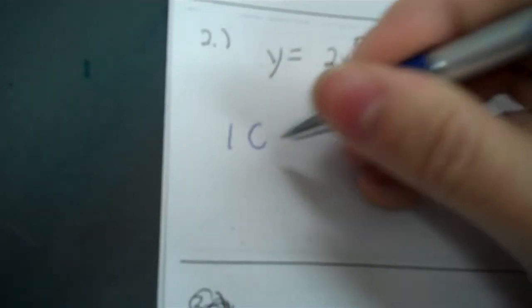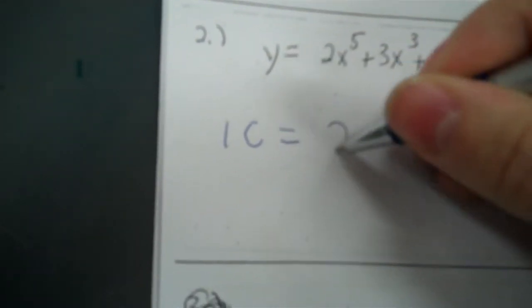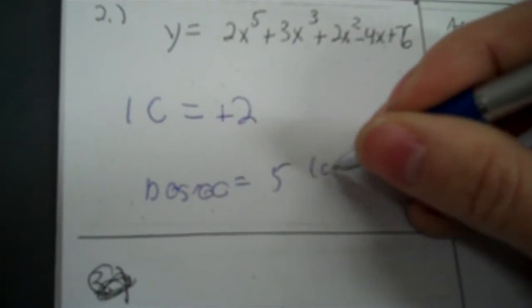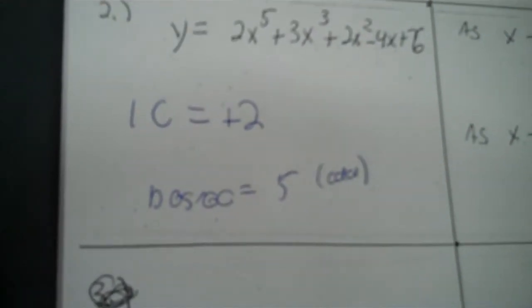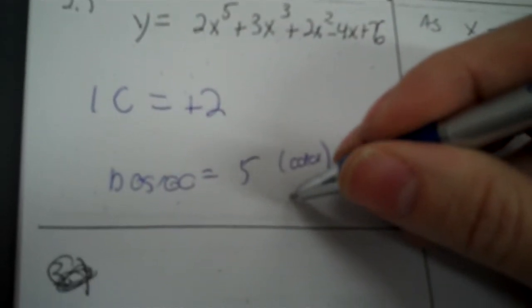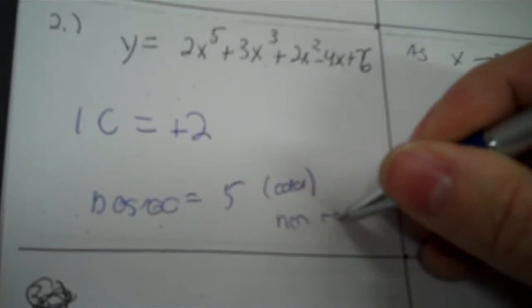Okay, leading coefficient is +2, so we're going to approach positive infinity. And the degree is 5, which is odd. So they will not match. Non-match. So out of non-match, it's negative on that way.